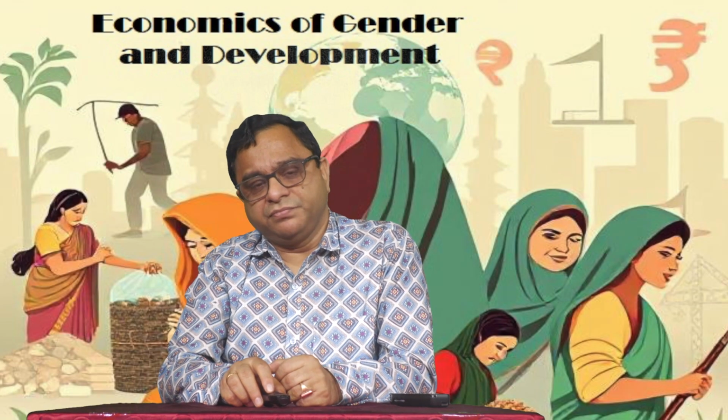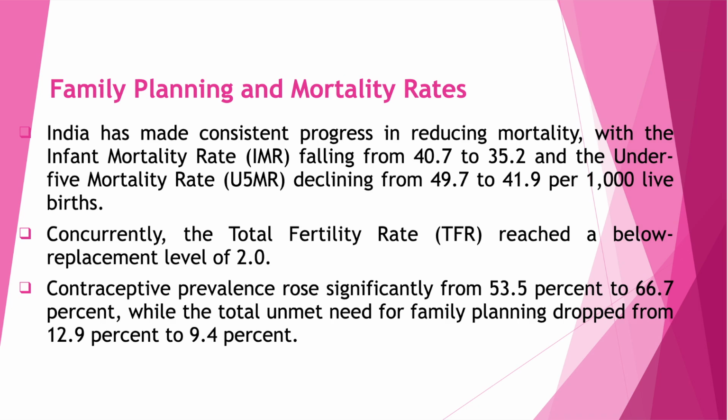Similarly, we also see progress in family planning and mortality rates. India has made consistent progress in reducing mortality, with IMR falling from 40.7 to 35.2, and the under 5 mortality rate declining from 49.7 to 41.9 per 1,000 live births. Concurrently, the total fertility rate reached a below replacement level of 2. And contraceptive prevalence rose significantly from 53.5% to 66.7%, while the total unmet need for family planning dropped from 12.9% to 9.4%.